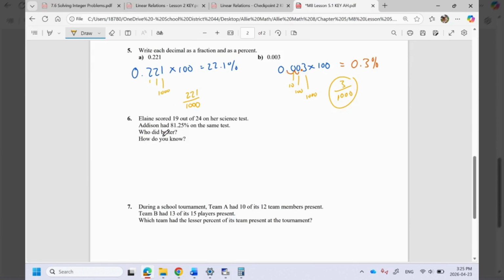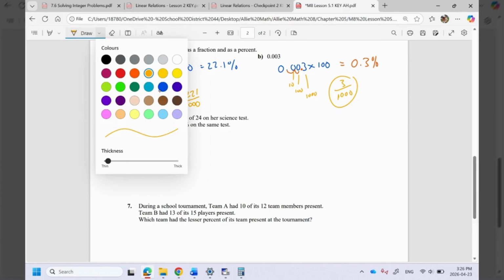Okay, 2 more. Let's do a couple of word problems. Elaine scored 19 out of 24 on her science test. Addison had 81.25% on the same test. Who did better, and how do you know? So we want to make these comparable. We could turn 81.25 into a, well, first let's show this.